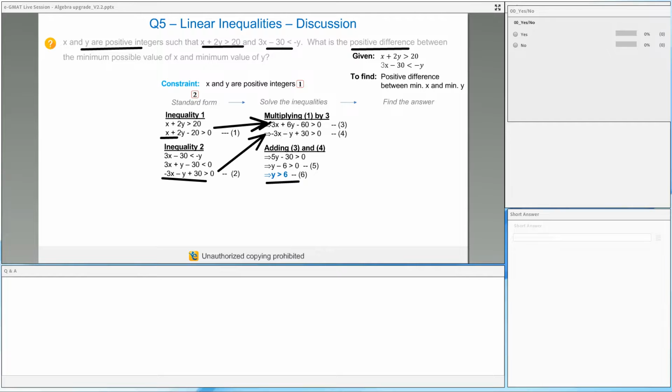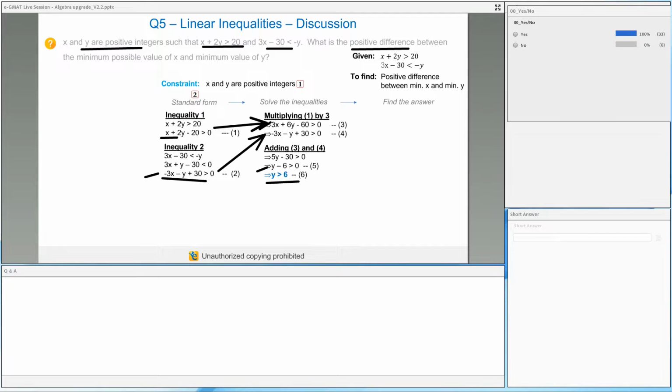Guys, is this clear? If this is clear, then only will I move on to the next part. Kindly mark yes if this is clear. Okay, great. Now once I have y is greater than 6, I need to find out the value of x. An easy way to do it is to look at equation 5, y minus 6 is greater than 0, and I have this equation here, minus 3x minus y plus 30 is greater than 0.